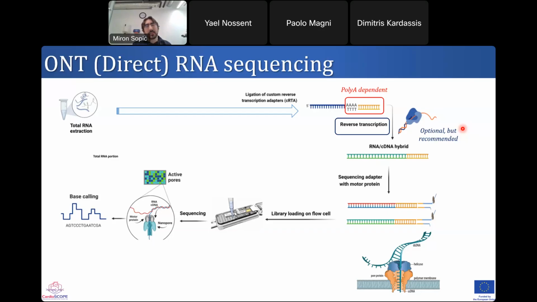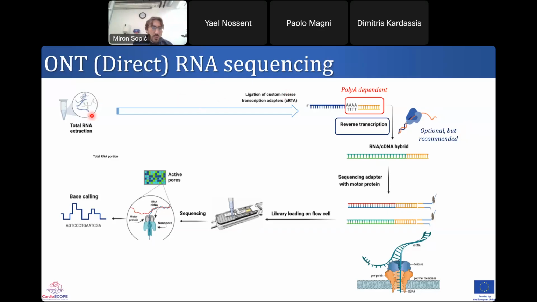But you will see that in this protocol, we also use reverse transcription. It is not necessary, but it is highly recommended to do reverse transcription, and I will explain how this helps and why it doesn't affect direct RNA sequencing.